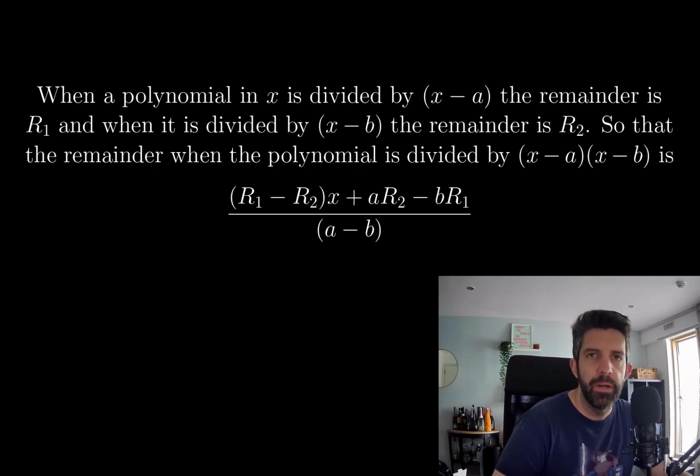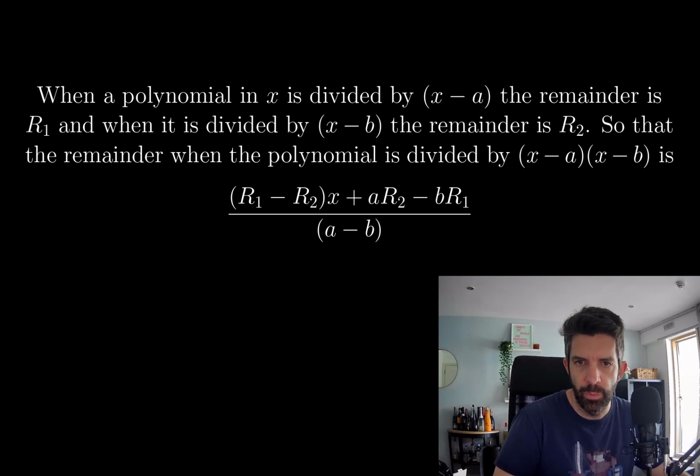Today's problem was submitted by a viewer, and it says, when a polynomial in x is divided by x minus a, the remainder is r1. And when it is divided by x minus b, the remainder is r2. So that the remainder, when the polynomial is divided by x minus a times x minus b, is r1 minus r2 x plus a r2 minus b r1 over a minus b.